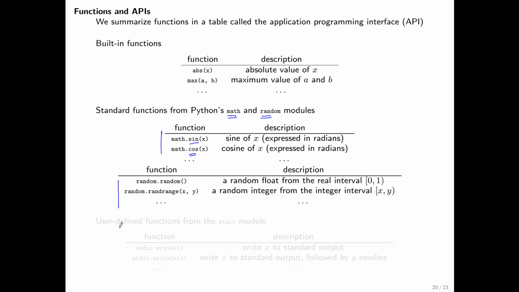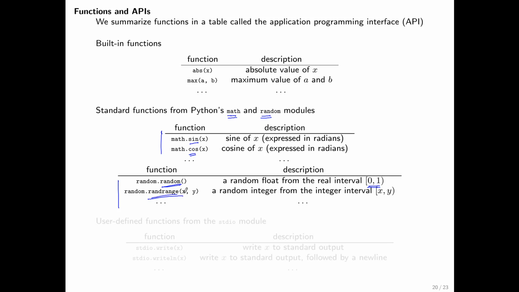Here is the API for the random library from Python, right? So random is a function that doesn't take any argument and returns a random float from the interval 0 through 1, where 0 is inclusive and 1 is not inclusive, right? So it's simply a number between 0 and 1, picked at random.